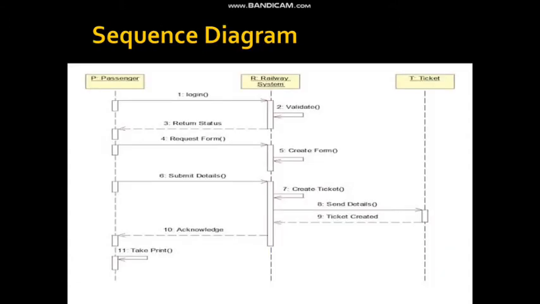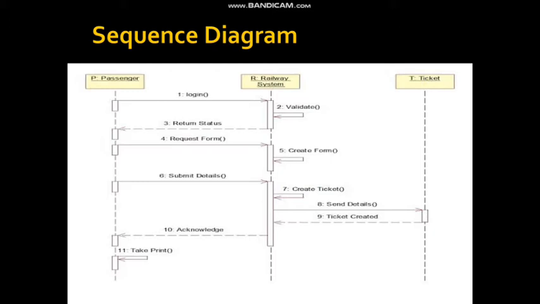And now we are going to see about sequence diagram. A sequence diagram shows object interaction arranged in time sequence. It depicts the objects and classes involved in the scenario and the sequence of messages exchanged between the objects needed to carry out the functionality of the scenario. Sequence diagrams are sometimes called event diagrams or event scenarios.